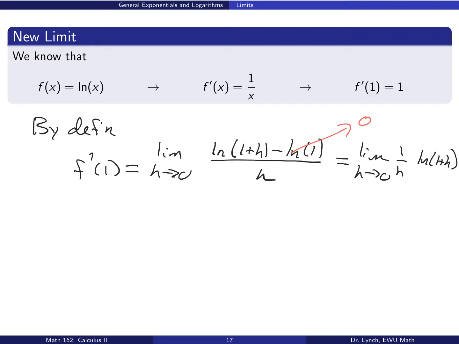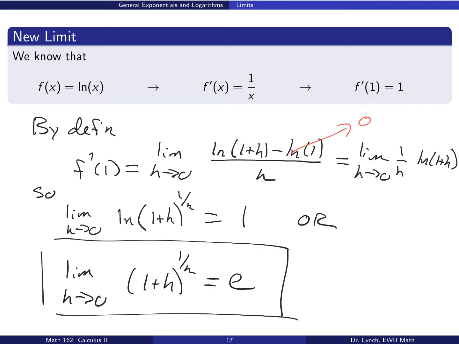Of course, in this case, f of 1 plus h is natural log of 1 plus h. F of 1 is just natural log of 1, which we know is 0. And we can express this as the limit as h goes to 0 of the natural log of 1 plus h, all over h. So here's a new limit that we can write in terms of the natural log. Using, again, that hop it up trick for the natural log, we see that the limit as h goes to 0 of natural log of 1 plus h to the 1 over h is equal to 1.